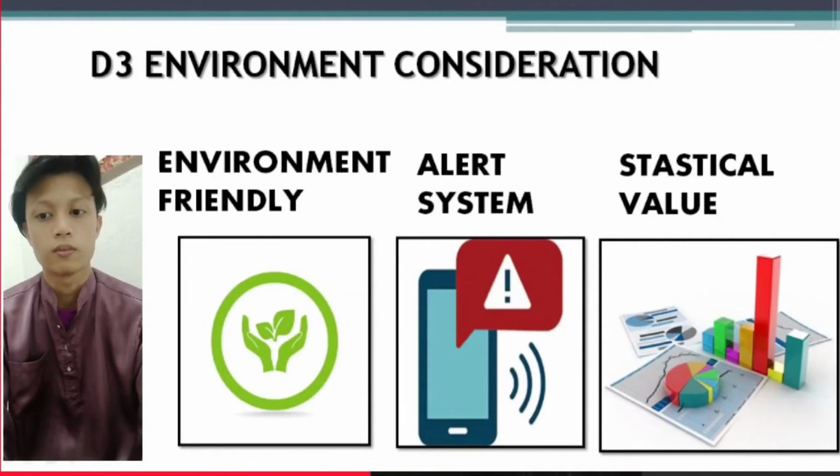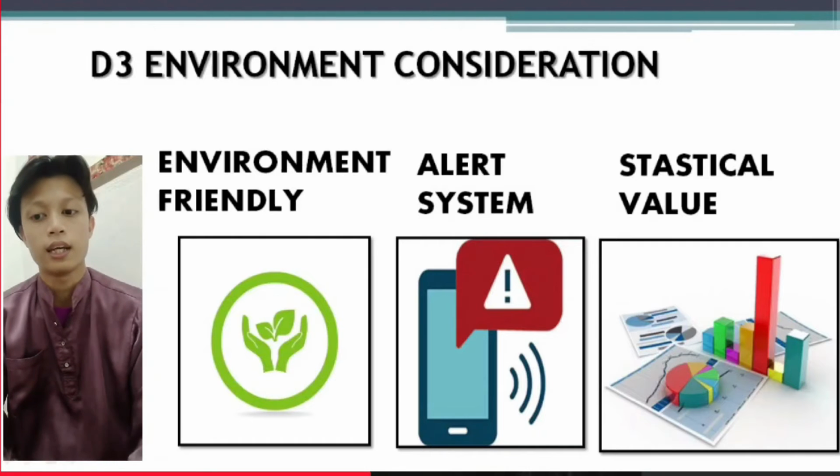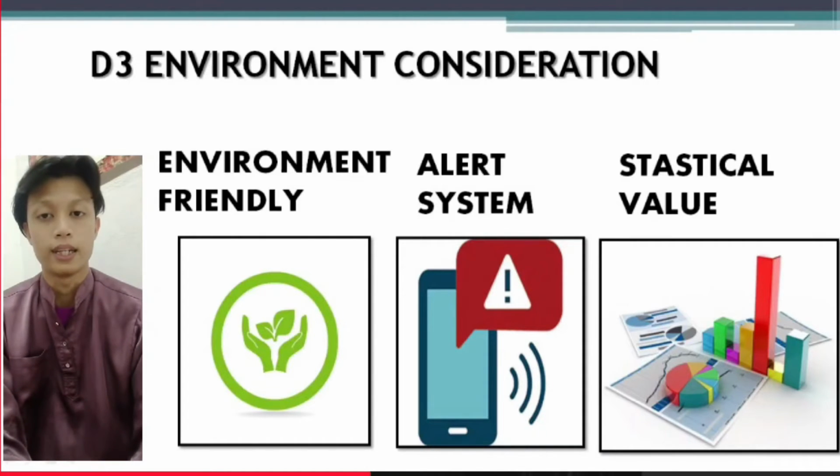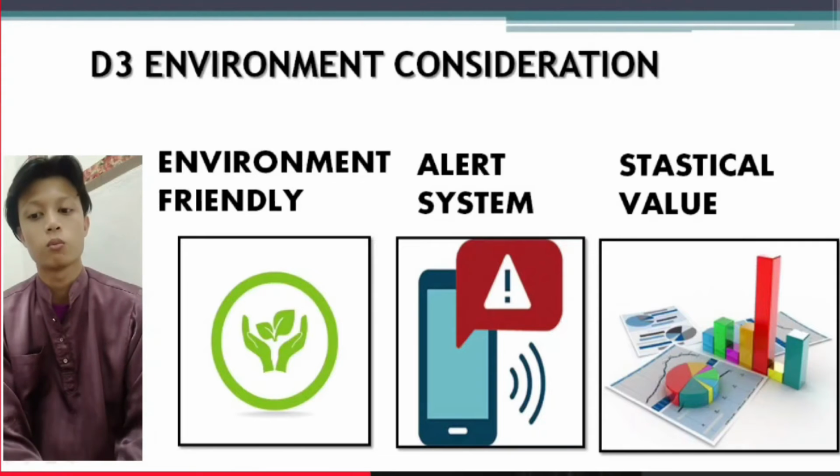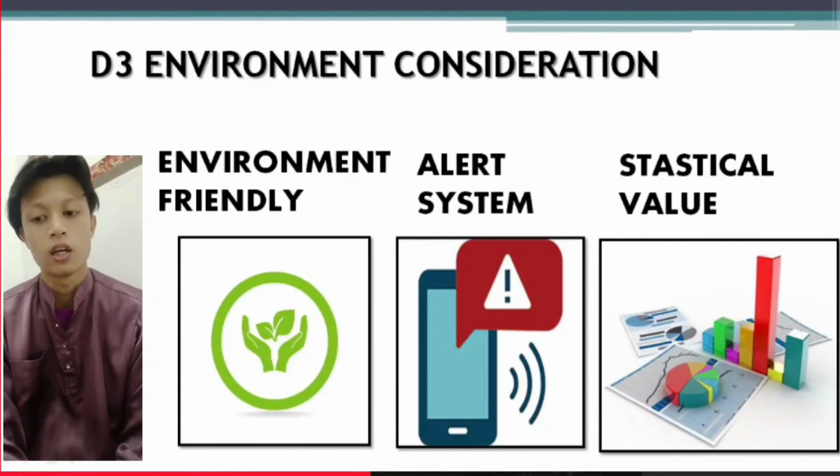Environmental consideration. Firstly, the project design has an alert system, whereby the Android application will show all the real-time data to let the user notice if the quality of air and water is in good or bad condition. Then it is environment friendly. This project design does not cause any pollution, especially to air and water quality. This project also shows statistics through the Android application to monitor the environment surroundings.